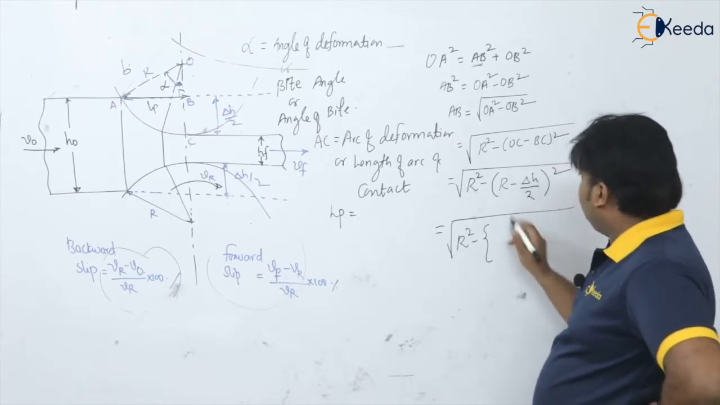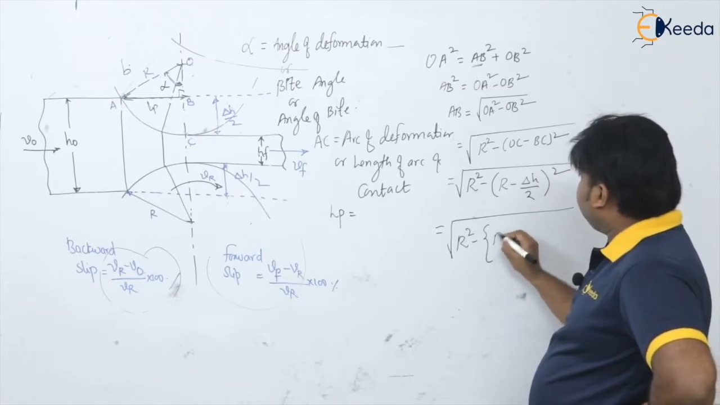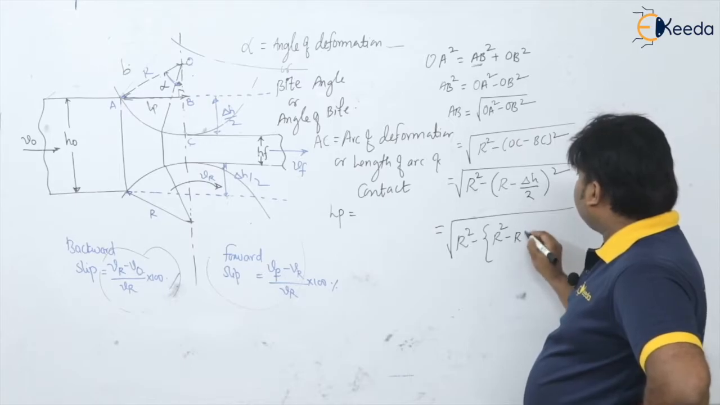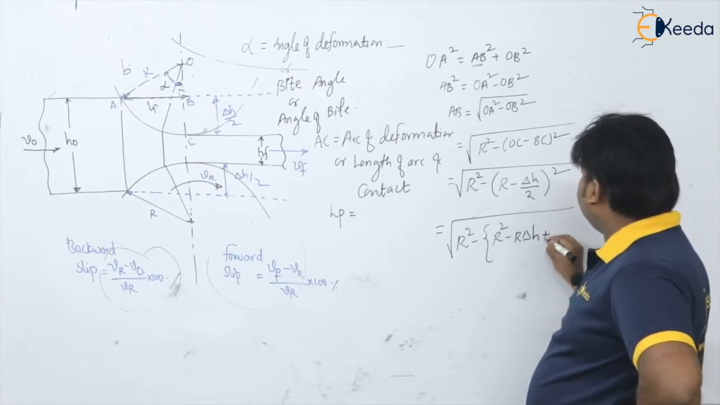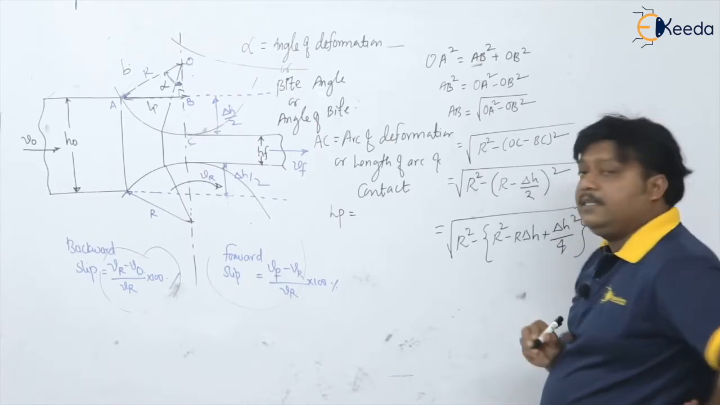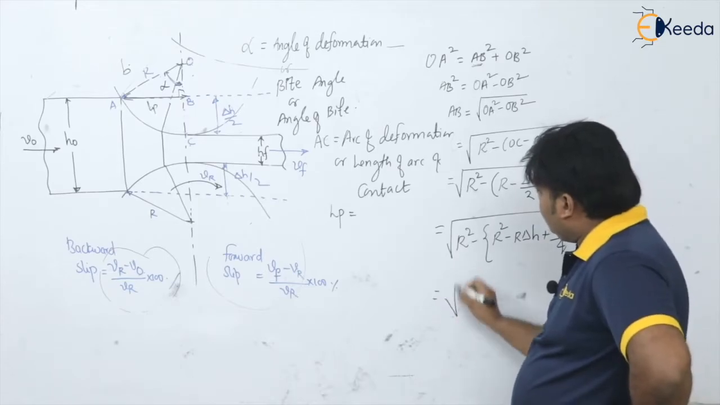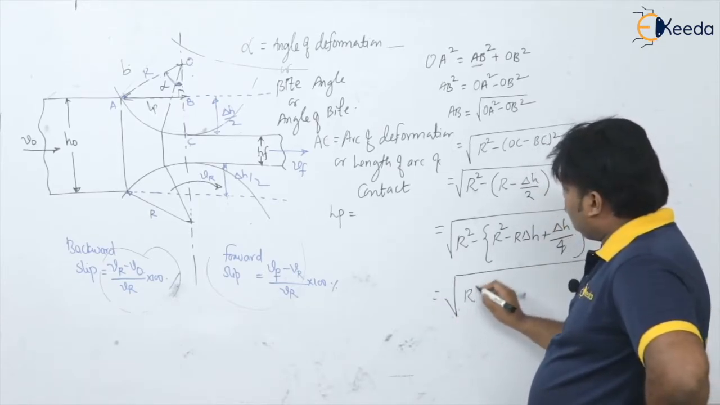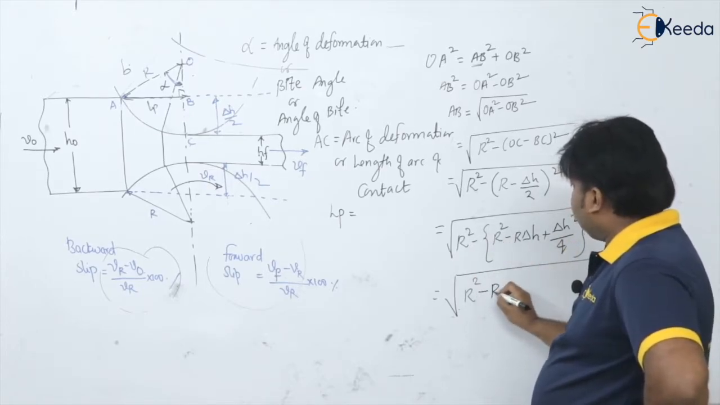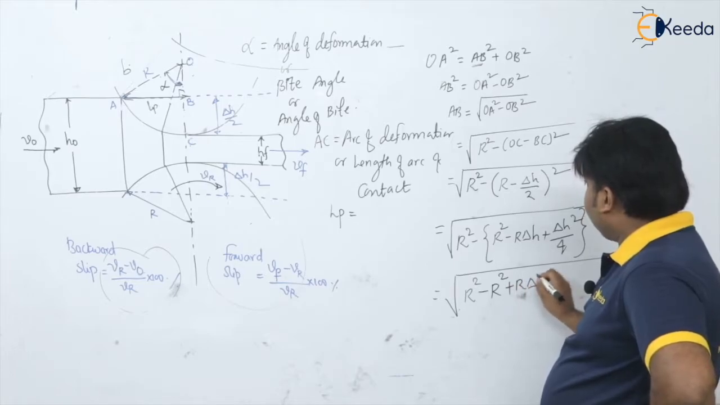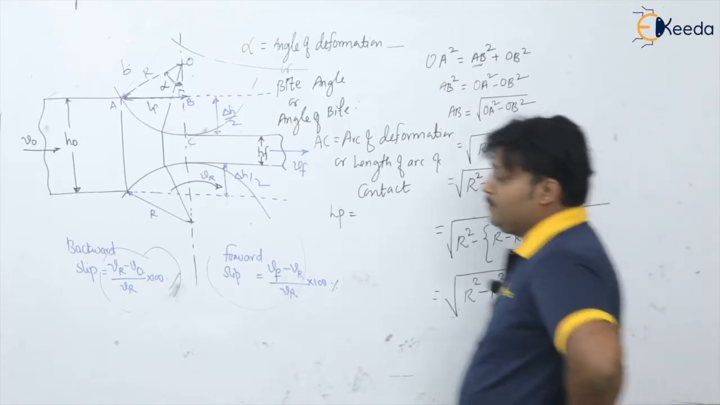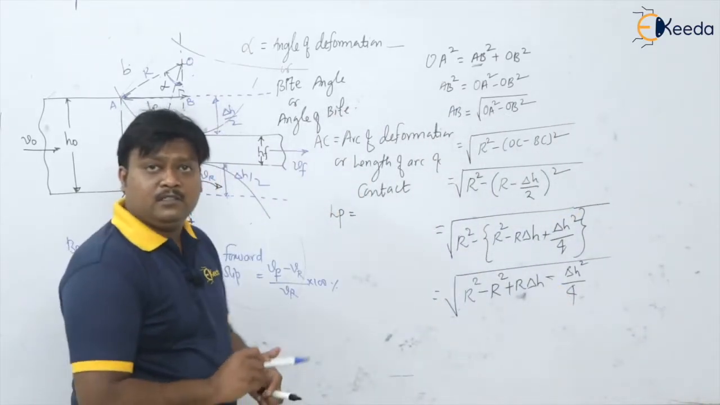Into bracket, what to write? (A minus B) whole square, that is A square minus 2AB. 2AB means 2 gone, minus R times delta H plus B square, delta H square by 4. Bracket complete. Go for simplification again. So R square has a minus sign, multiply and take it out. So minus R square plus R times delta H minus delta H square by 4. Isn't it? I hope it is clear to you.